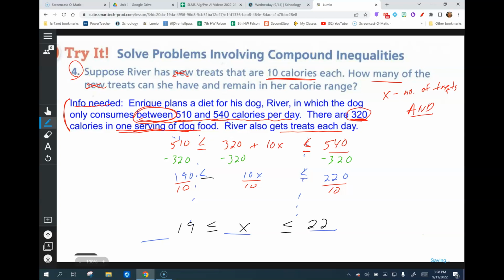Okay, so how many of the treats can she now have in order to stay in the calories? So River can have between 19 and 22 treats and still remain in the calorie range.